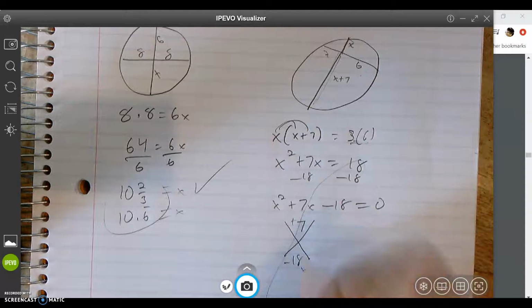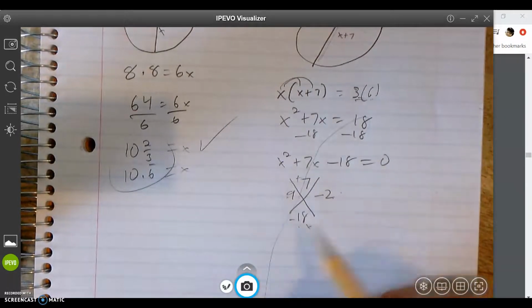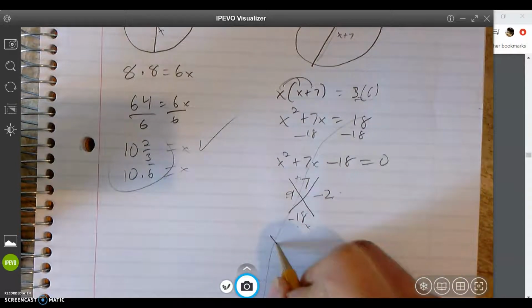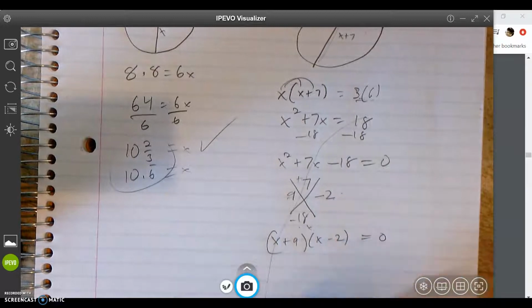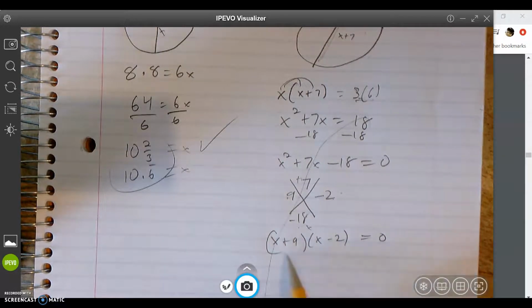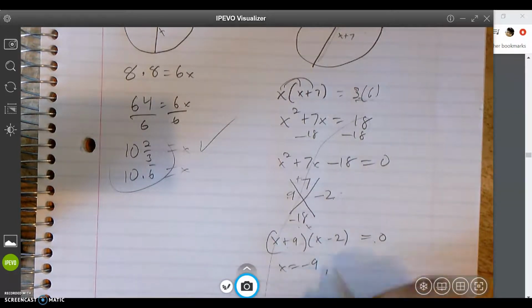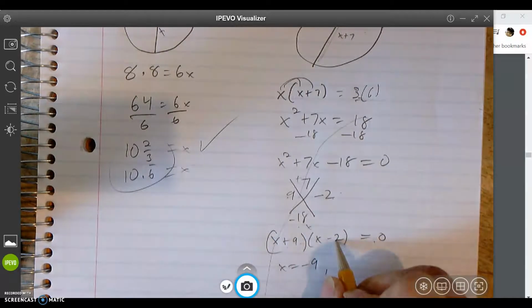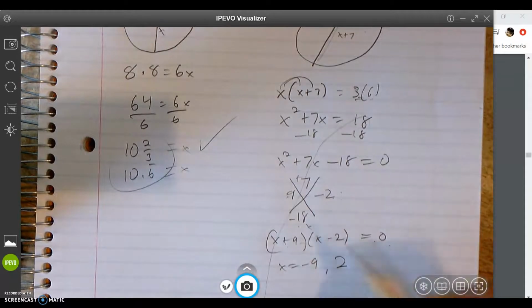I need a positive and negative, so that would be positive 9 and negative 2, because 9 plus negative 2 is 7, and 9 times negative 2 is negative 18. Cool. X plus 9, X minus 2 equals 0. So, zero product property: what plus 9 is 0? That would be negative 9. And then now, what minus 2 is 0? That would be 2.